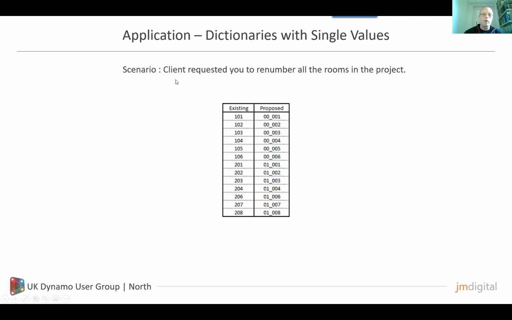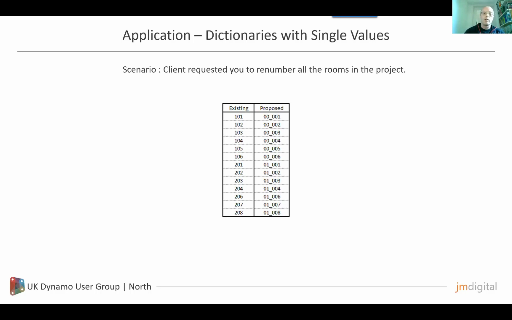So our first scenario here is the client has requested that we renumber all the rooms in the project. Very much a real world scenario. We get asked to do this quite a lot on projects, particularly schools, usually about 2 days before we're due to hand everything over. The client comes along and says, oh, actually, I want to change all the room numbers. So this just shows you a way in which we can do that.